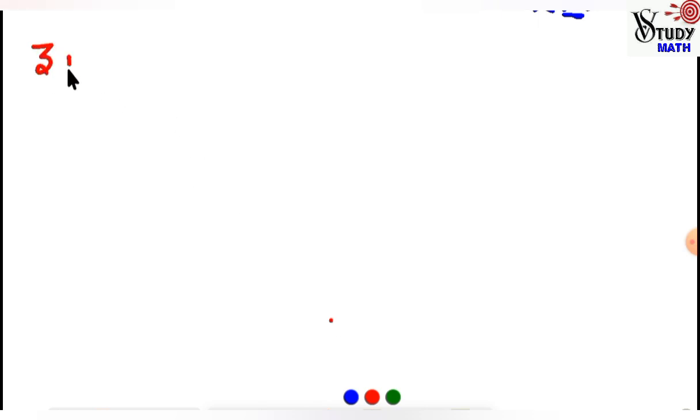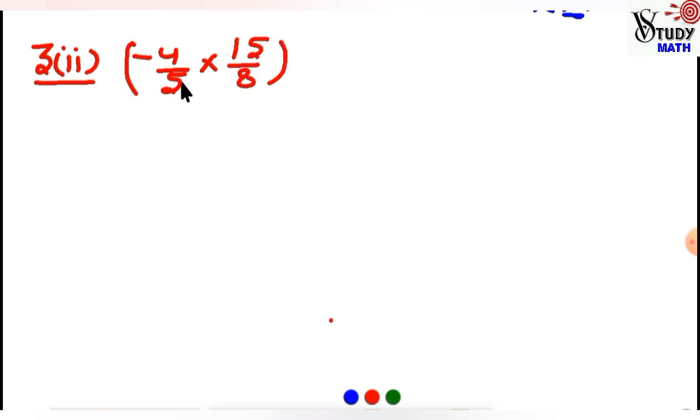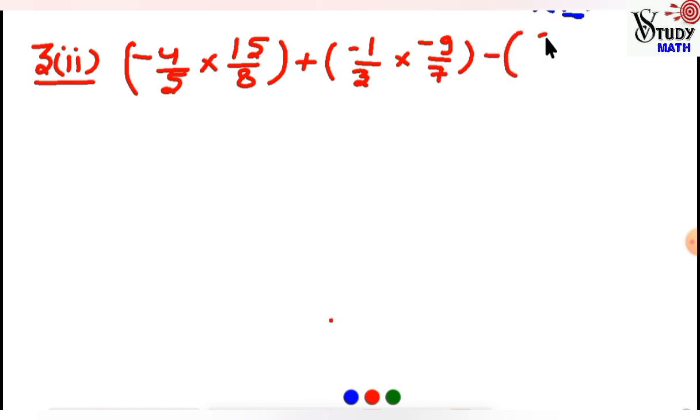Third ka second part. Third ka second part is here. Negative 4 by 5 multiplied by 15 by 8, small bracket close. Positive, negative 1 by 3 multiplied by negative 9 by 7, small bracket close. Negative 2 by 9 multiplied by 27 upon 14, small bracket close.